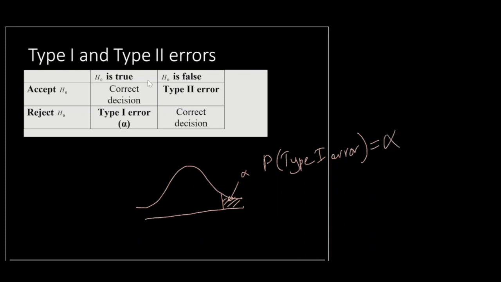If we accept the null hypothesis when the null hypothesis is false, then we are committing a type 2 error. And the probability of committing a type 2 error would be the non-rejection region. So what's the probability of the non-rejection region? It would be 1 minus alpha. And this is also denoted as beta. This would be 1 minus alpha and also equals beta.